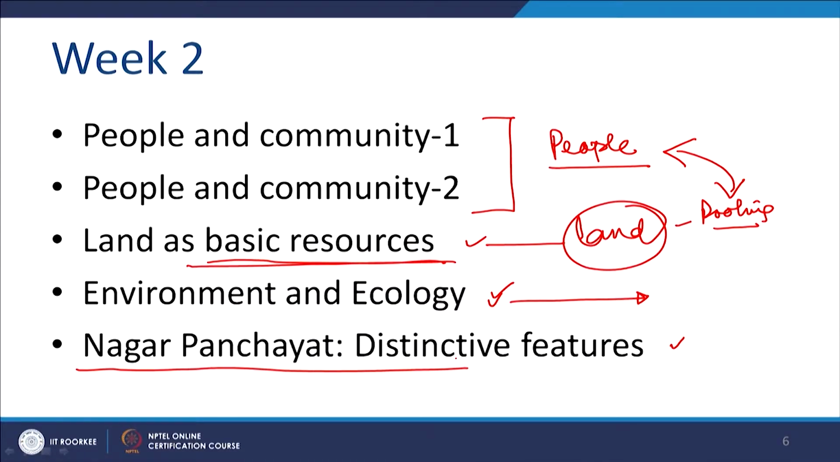So, having said that, these are the major key issues related to people, land, environment, ecology and the Nagar Panchayats. Nagar Panchayat is a unique example of a mixture between the urban and the rural, because it is urbanizing in terms of character.